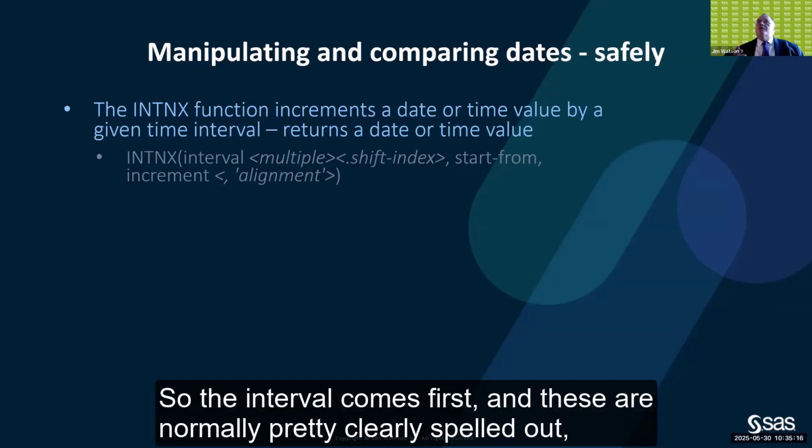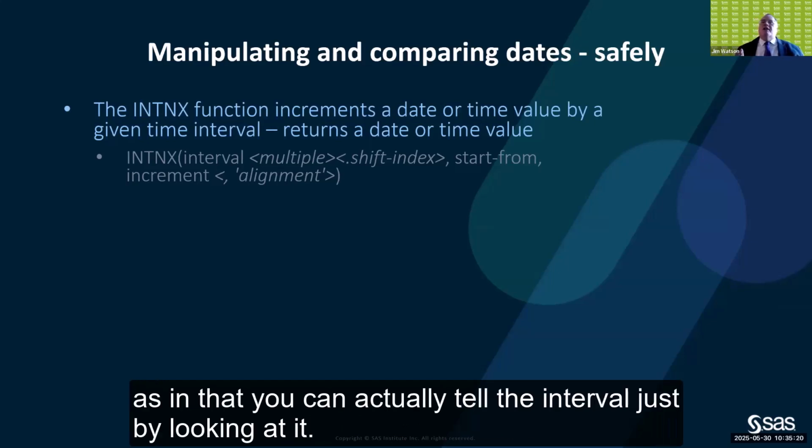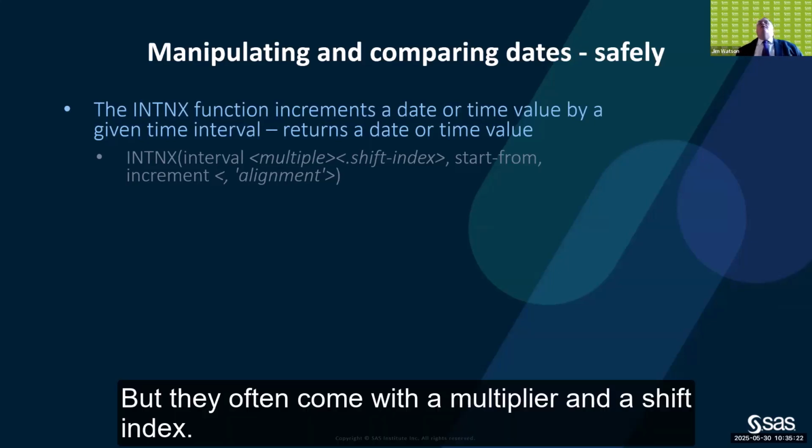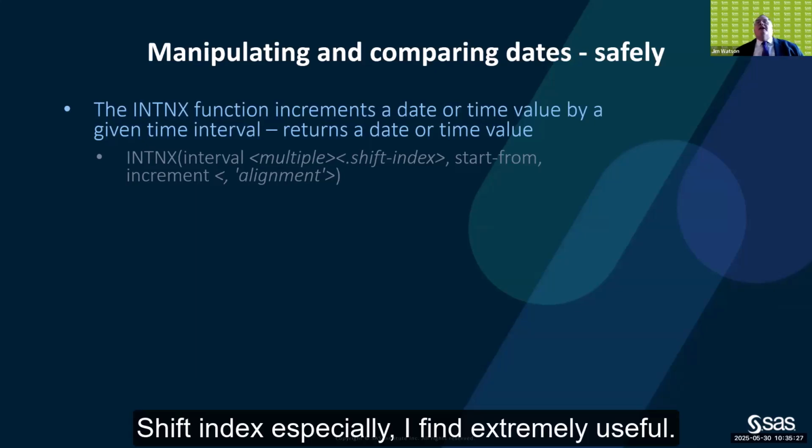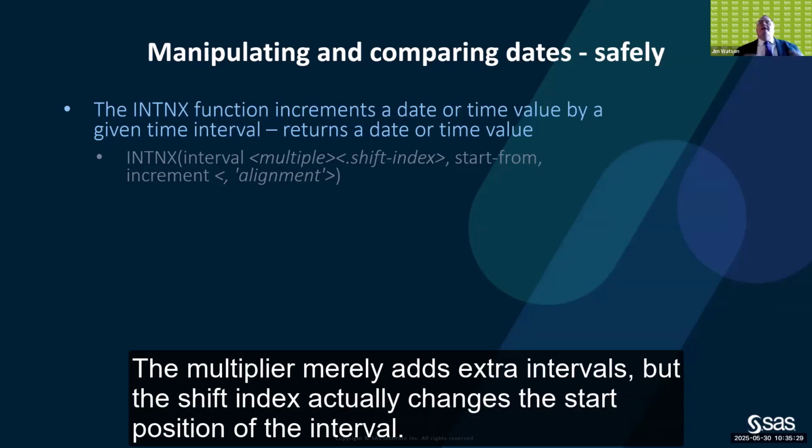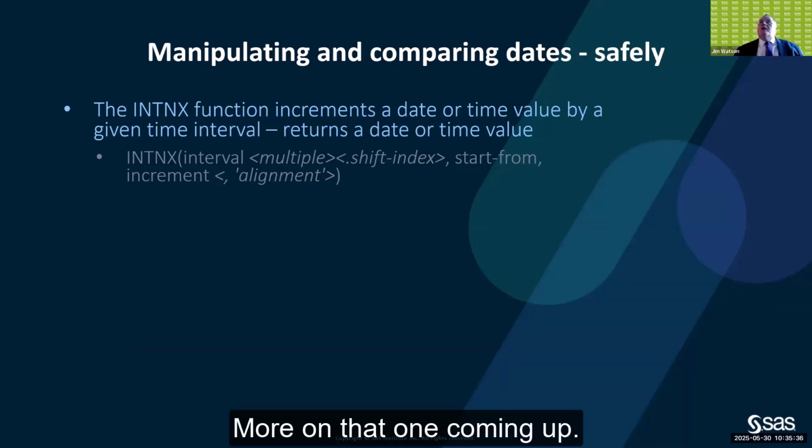So the interval comes first, and these are normally pretty thoroughly spelled out, as in you can actually tell the interval just by looking at it. But they often come with a multiplier and a shift index. Shift index especially I find extremely useful. The multiplier merely adds extra intervals, but the shift index actually changes the start position of the interval. More on that one coming up.